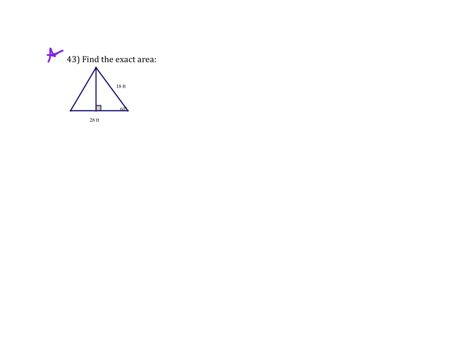This is one that I would put a star next to, one that is a little bit more challenging. We have to find the exact area, and a clue to finding the exact area is noticing in this lower right hand corner the 60-degree angle. So in here, this would be 30 degrees, and we've got a special right triangle.